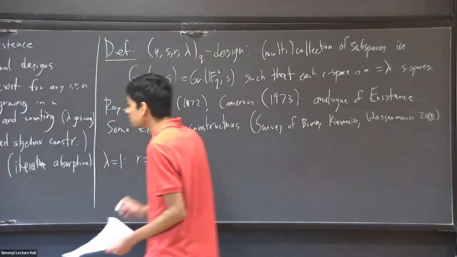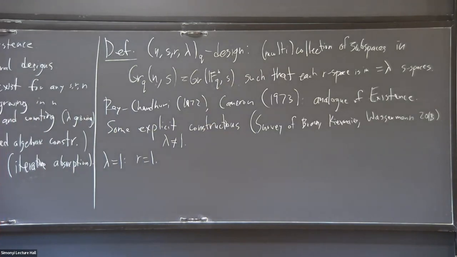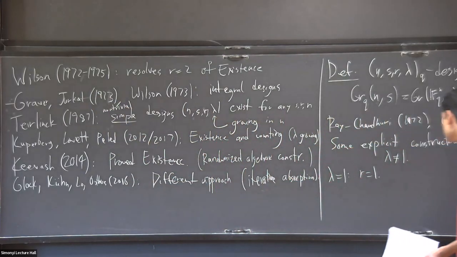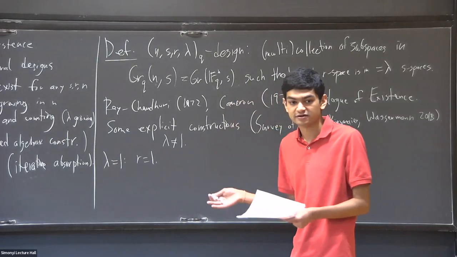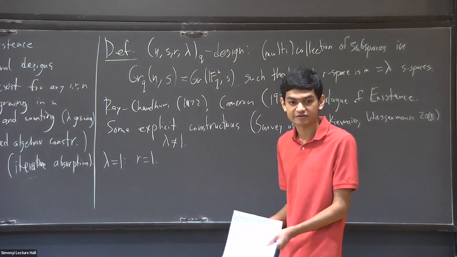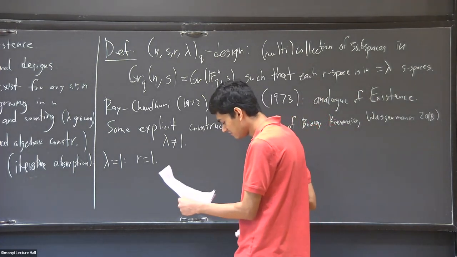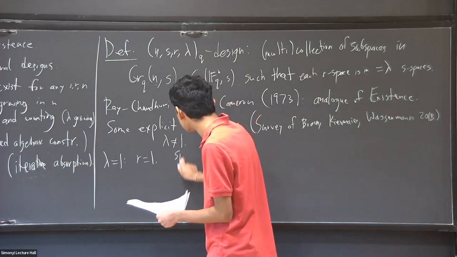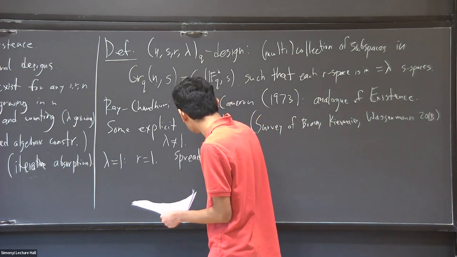So I said earlier that r equals one was trivial for classical designs. You just partition the set. So you could ask, well, is r equals one trivial here? You can maybe convince yourself that it's not completely trivial. But thankfully for us, algebraic geometry has figured out how to do it. In this case, it's sometimes called a spread.